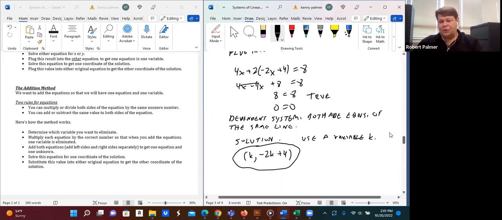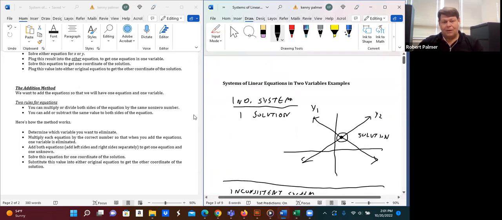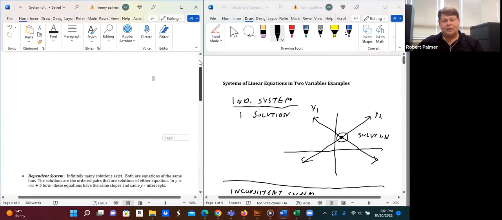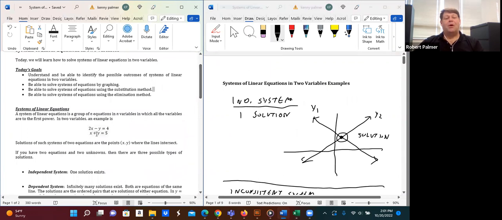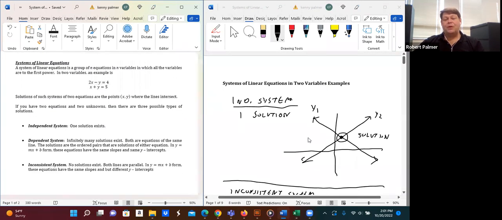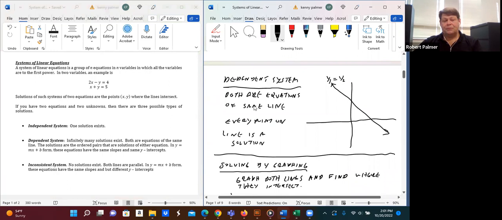Okay, so let's review what we've seen so far today. We've seen that when you have two linear equations with two variables, remember linear meaning that all your variables are the first power, you have three possible types of solutions. You can have an independent system with one solution. What's called an inconsistent system with no solution, they're parallel lines. Then a dependent system where both are equations of the same line.